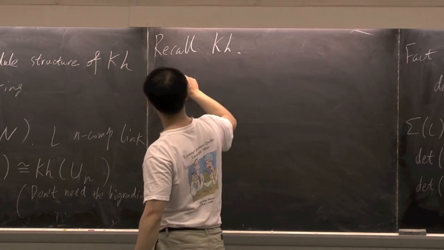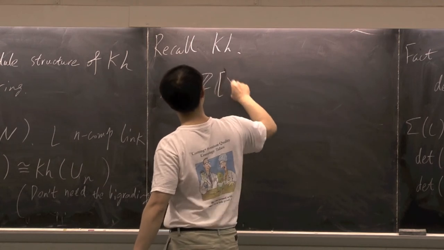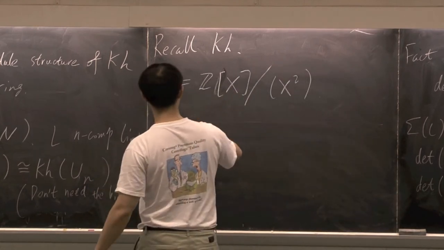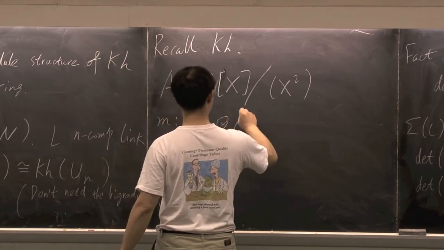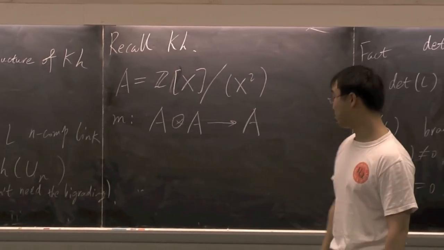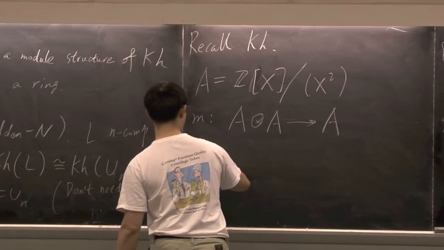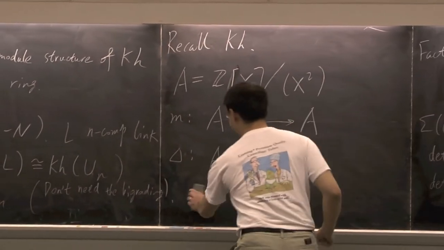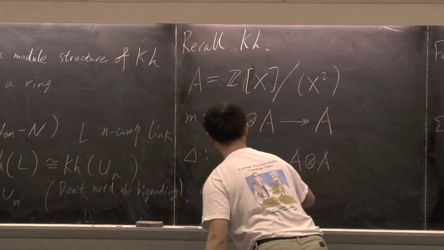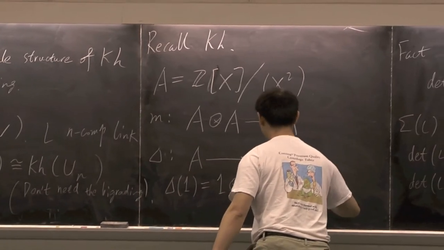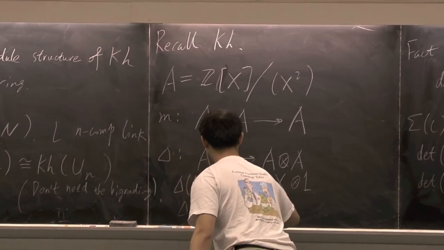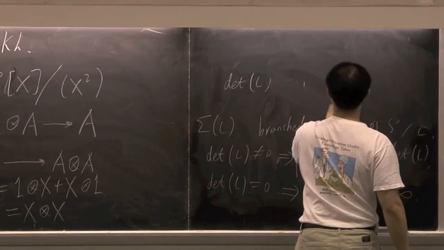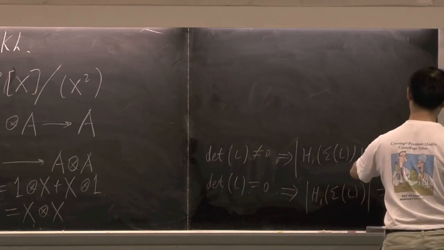So we start with this ring. A is Z[x] over x squared. And on this ring there is a multiplication, that's just the standard multiplication, A tensor A to A. So that's the multiplication in the ring. And there is also a comultiplication, a coproduct, A to A tensor A. This is defined by letting delta of 1 be equal to 1 tensor x plus x tensor 1, and delta of x is equal to x tensor x. So you have a product and you have a coproduct.